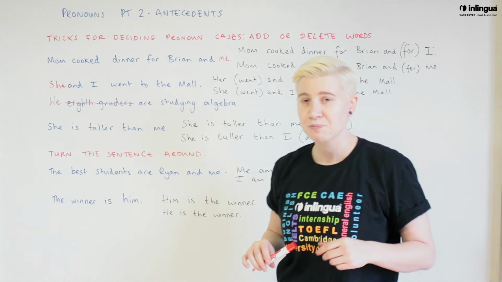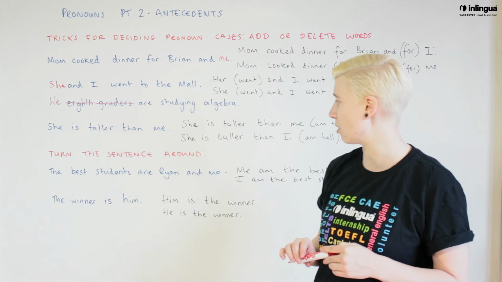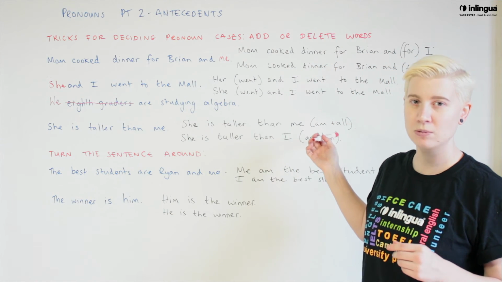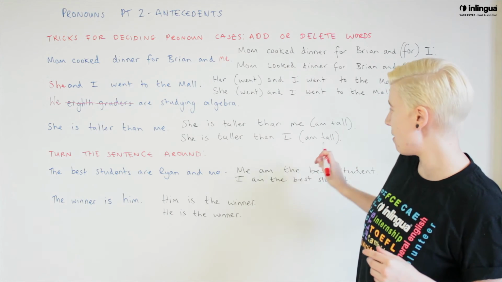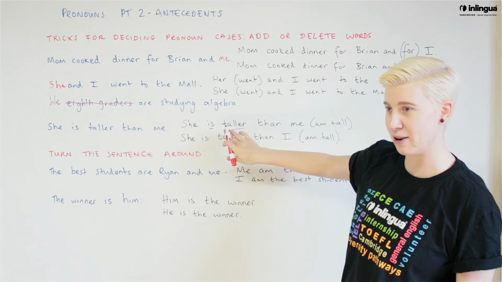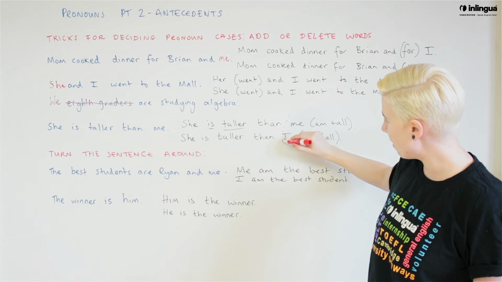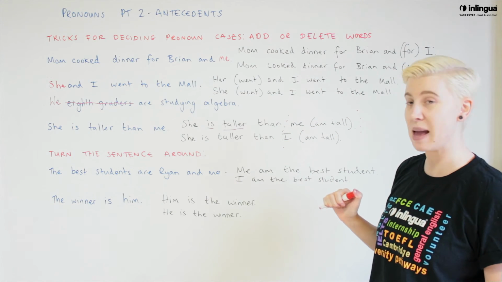One more example. She is taller than me. Sounds fine to me. She is taller than me. She is taller than me am tall. She is taller than I am tall. So what I've done here is I've taken is taller, this comparative, and I've repeated it, making a short sentence on the end there. I am tall, me am tall.